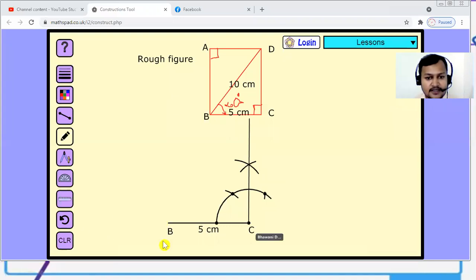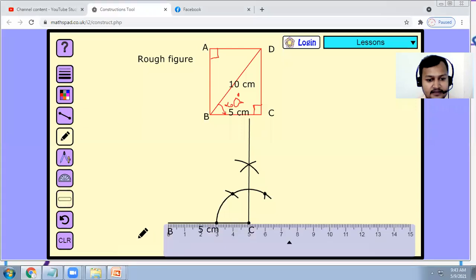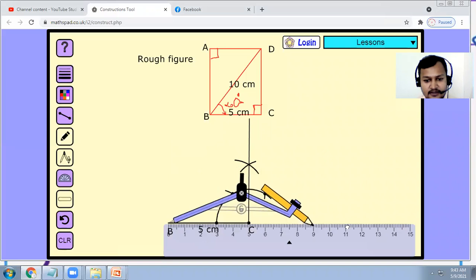Now another thing is length of BD. Length of diagonal BD is 10 centimeter. So take your scale and get the arc of 10 centimeter in your compass. We have to take an arc of 10 centimeter in the compass. It is shorter. Okay. Oh. Saying not possible by using this compass. It can measure up to 9 centimeter only.